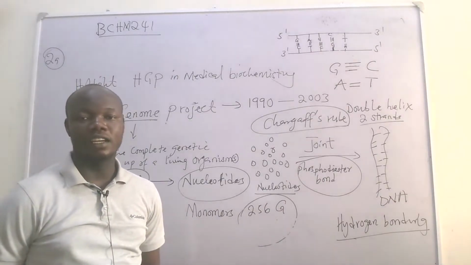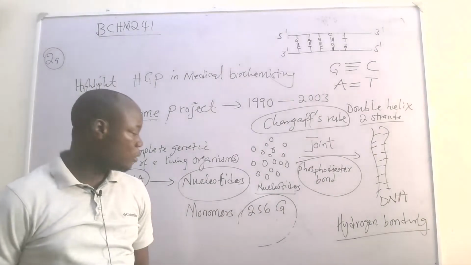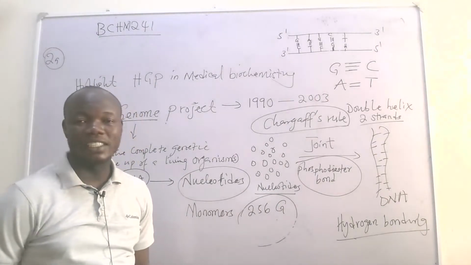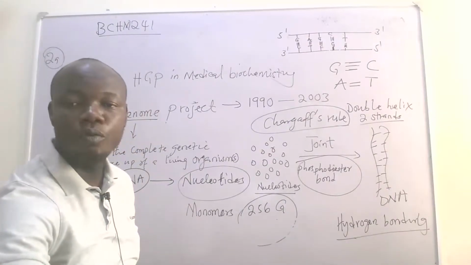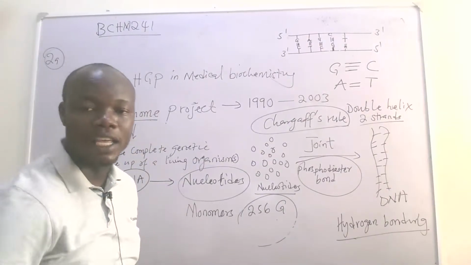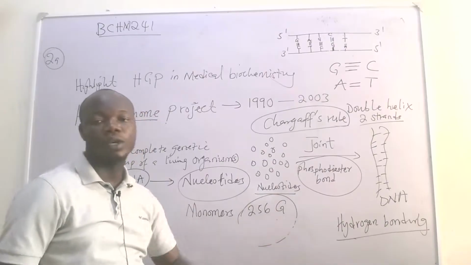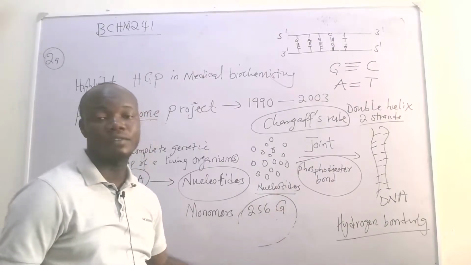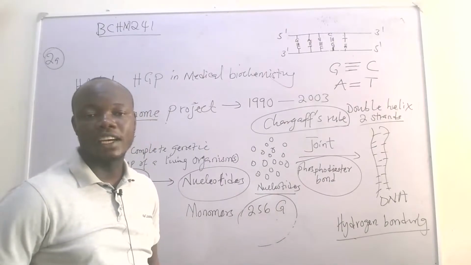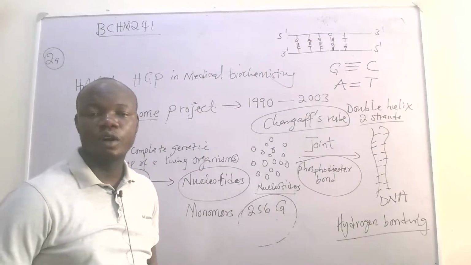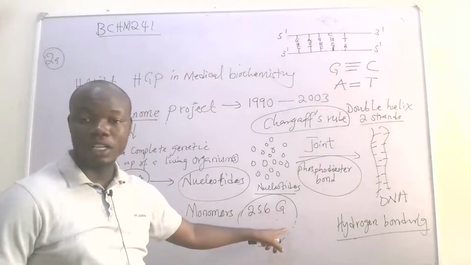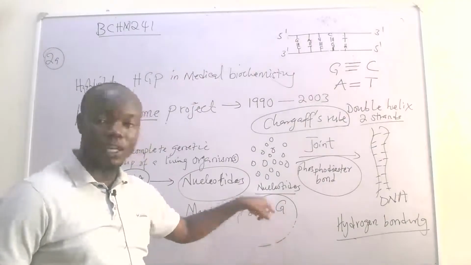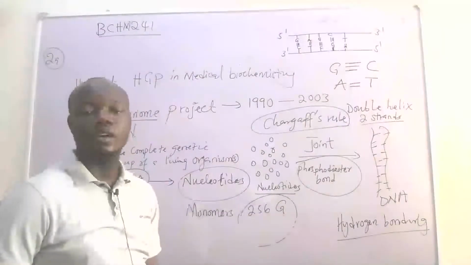I need this answer. If in the DNA molecule you have 256 guanine nucleotides, how many cytosine do we have? Urgent, please, you should pass. If you have 256 guanine, how many cytosine do we have in the DNA molecule?